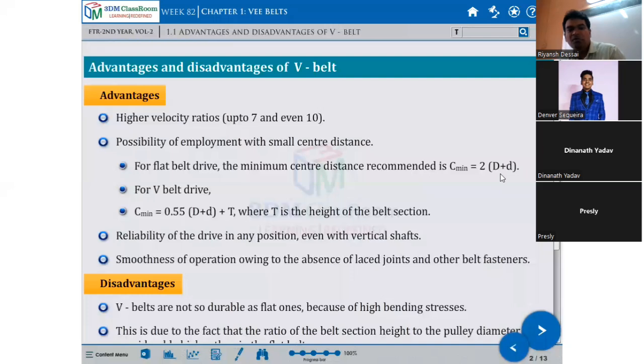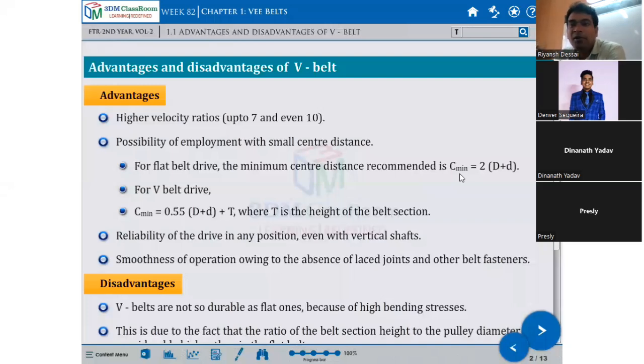In the case of flat belt drive, the minimum center distance is recommended as C equal to 2 times (capital D plus small d). The sum of both pulley diameters has to be doubled. Suppose this is 100, this is 200, both will be 300. It has to be double, means 600, that should be the length. This is the general formula as a precaution. You should know how much distance.